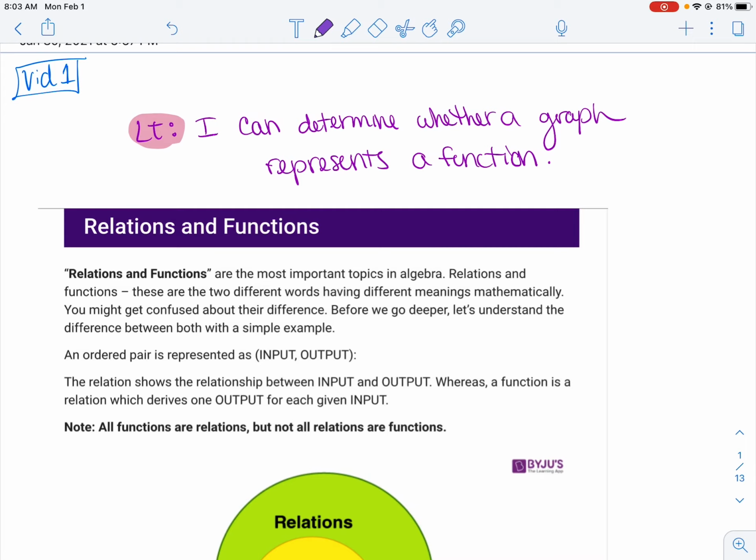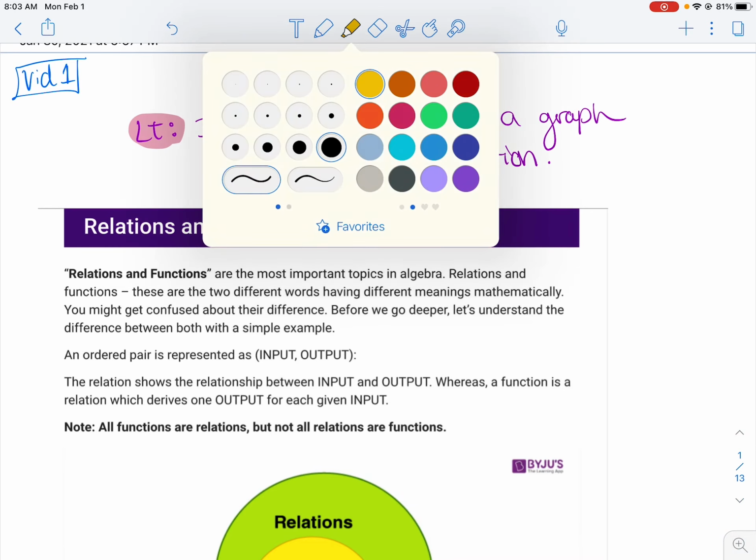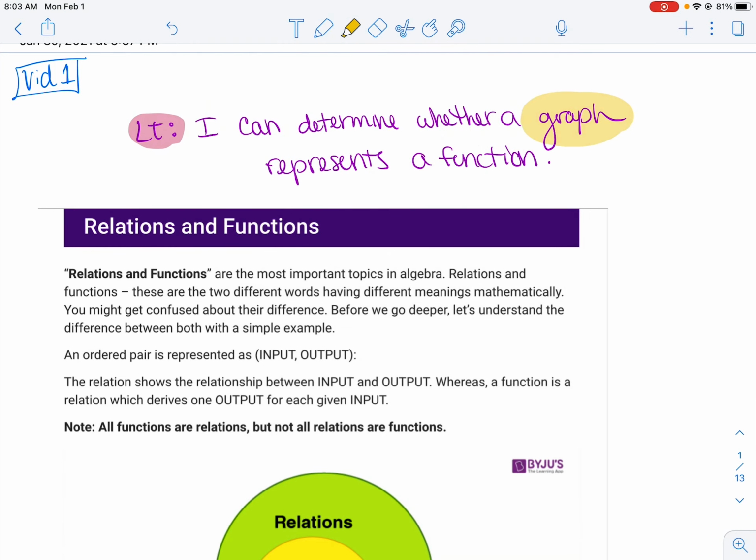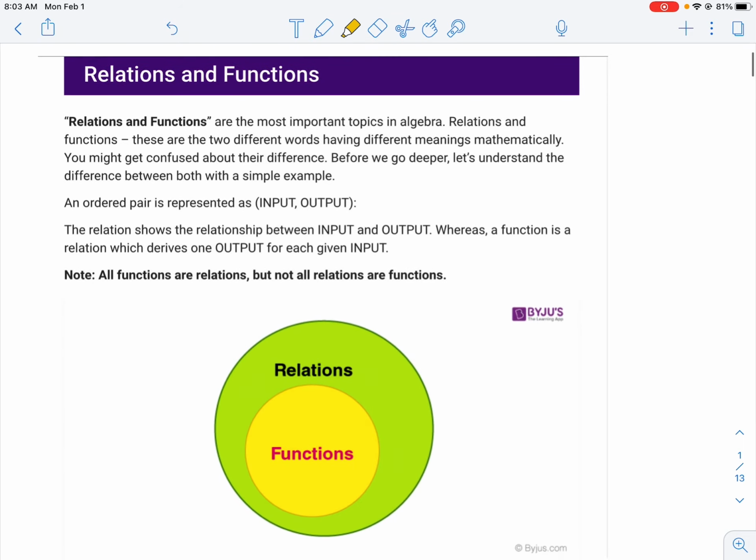So your learning target is I can determine whether a graph represents a function. So you guys are just going to be focusing on the graph perspective. And we're going to start by talking about relations and functions, okay?